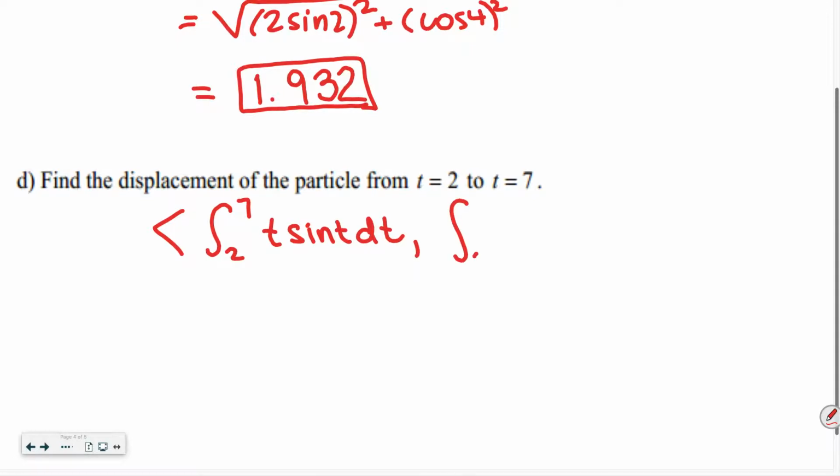And we would want to do the integral from 2 to 7 of dy dt, so that we can determine the displacement both in the horizontal and vertical direction.